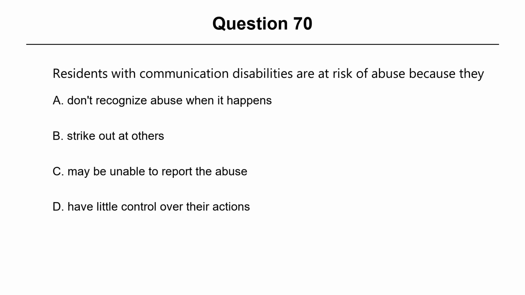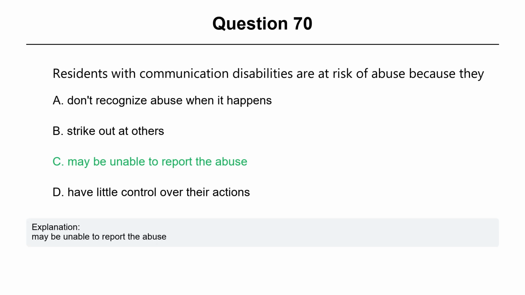Residents with communication disabilities are at risk of abuse because they: Option A, don't recognize abuse when it happens. Option B, strike out at others. Option C, may be unable to report the abuse. Option D, have little control over their actions. The correct answer is option C, may be unable to report the abuse.